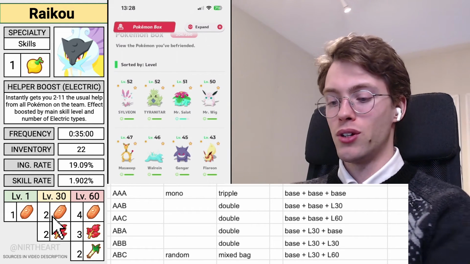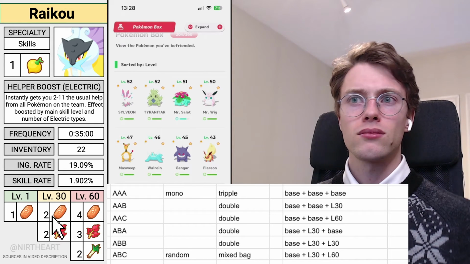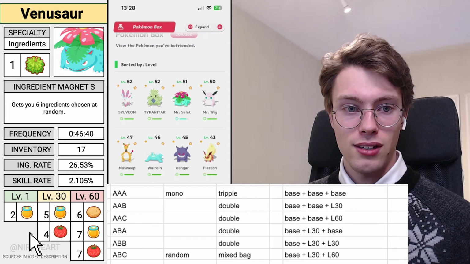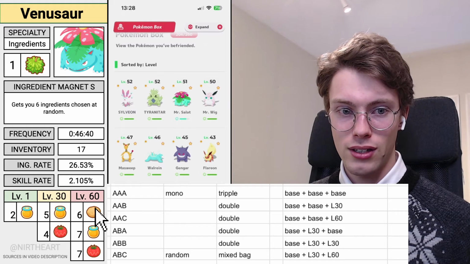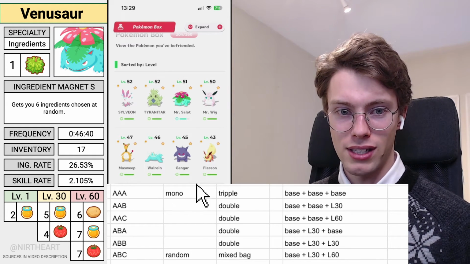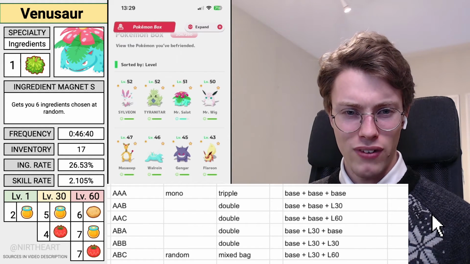Because if we then use another example, the Venusaur has honey as its first ingredient, which is then the A ingredient. And then if you have honey, honey, honey, that's AAA. It's the same ingredient. So let's jump on to the rest of these abbreviations.